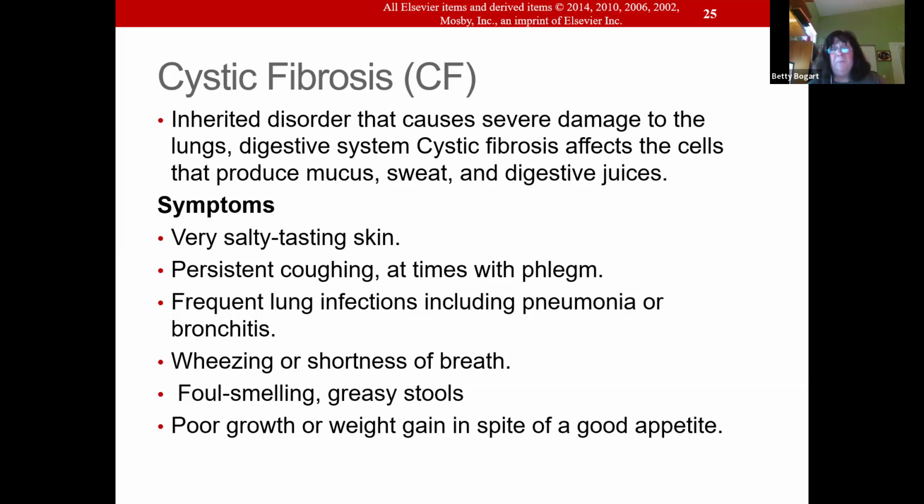Now, this pancreatase doesn't take all of the fat in. So fat will be in the stools. It will be foul smelling, greasy, and bulky. And with these children, we have to monitor their height and weight really closely because they are getting fewer calories, since hardly any fat is getting in.